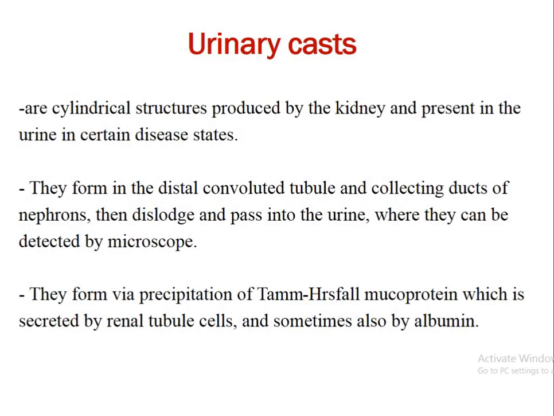Urinary casts. These are the cylindrical structures produced by the kidney and present in the urine in certain disease states. They form in the distal convoluted tubule and the collecting duct of the nephron, and they dislodge and pass into the urine where they can be detected by microscope. They form by a precipitation of Tamm-Horsfall protein, called mucoprotein. It has its origin from the tubules. And sometimes by albumin also.